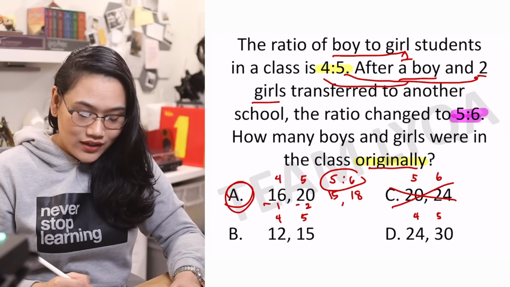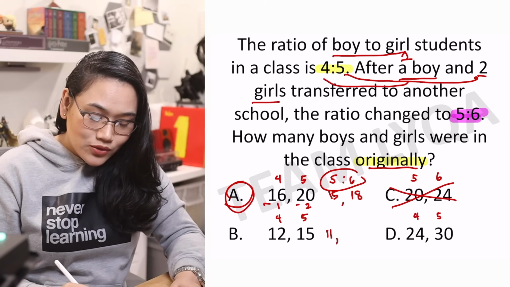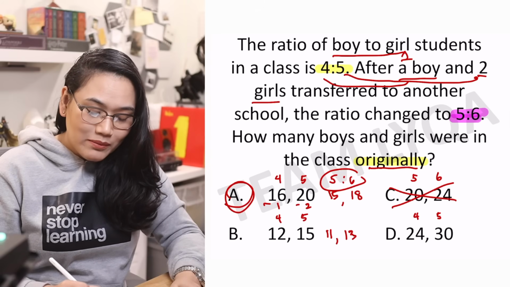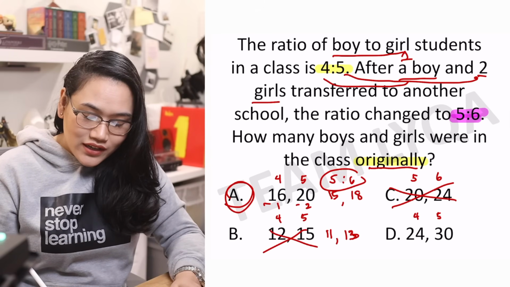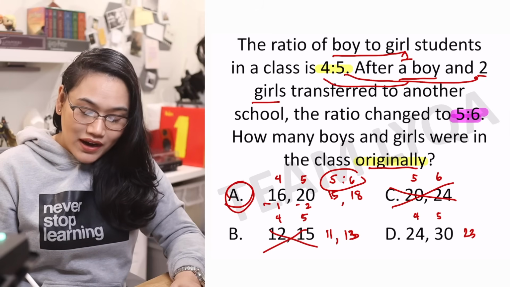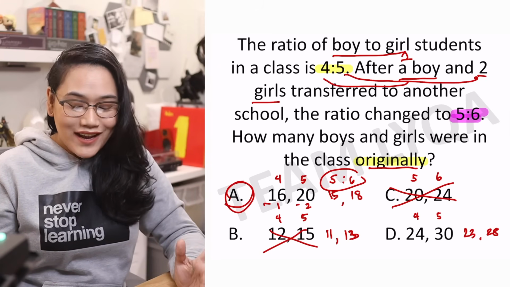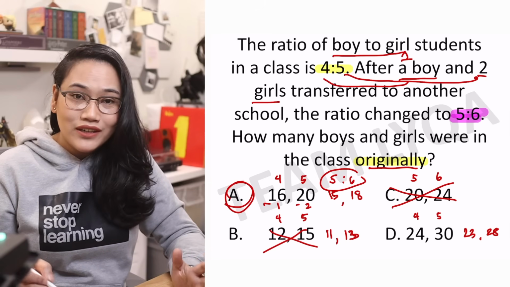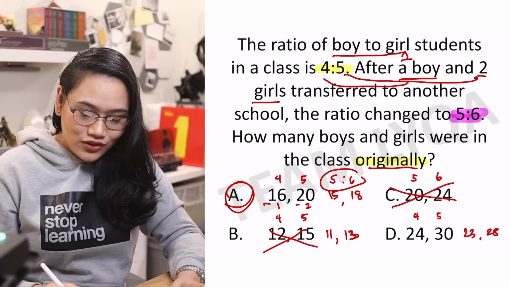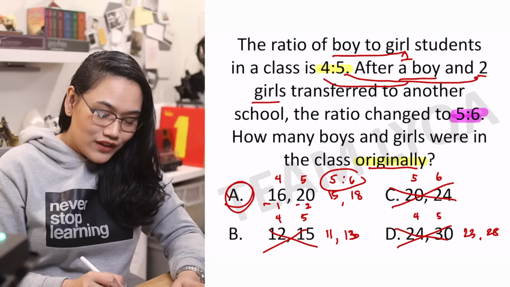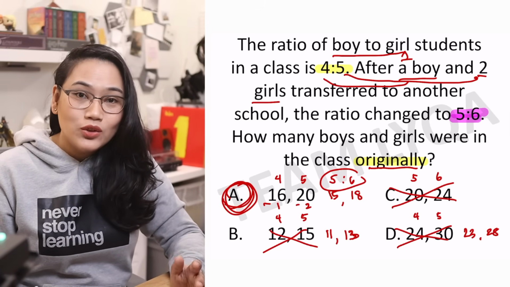Now, let's do that quickly. 12 minus 1 is 11. 15 minus 2 is 13. Parehong prime number, hindi 5:6. 24 minus 1 is 23. 30 minus 2 is 28. 23, again, wala na akong mahanap dyan na ibabawas ko or ipapaliit ko with 28. Prime number naman yan. So, ibig sabihin nun, hindi na rin to pwedeng sagot. Definitely, the answer is letter A, which is 16 and 20.